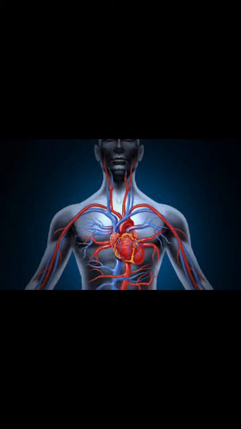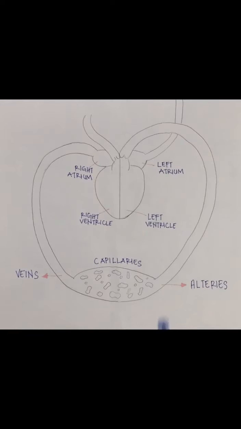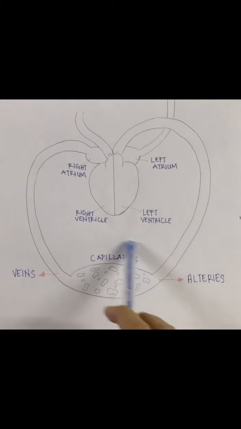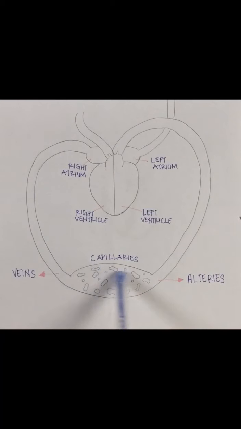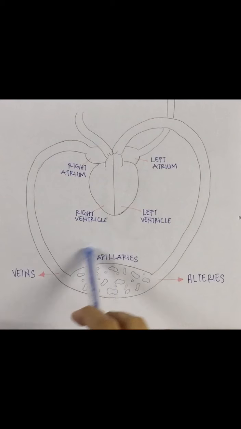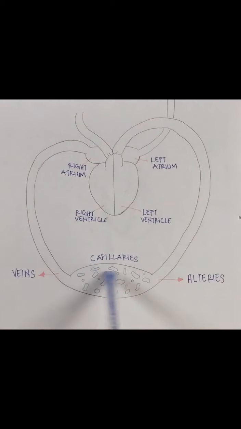Firstly, veins bring blood to the right side of your heart. Then, pulmonary arteries carry the blood to your lungs, where it receives oxygen. Pulmonary veins move the oxygen-rich blood to the left side of your heart. The aorta, which is the main artery in your body, carries the blood from the left side of your heart to the rest of your body through many branches of arteries.